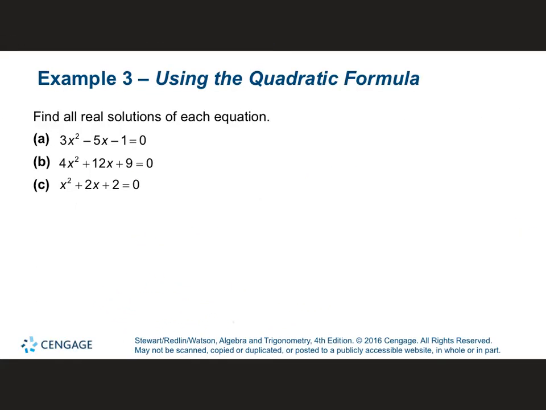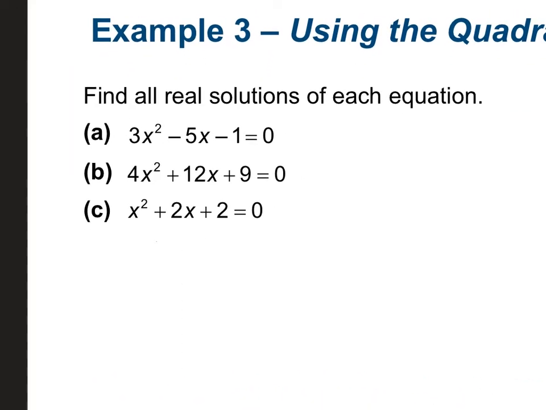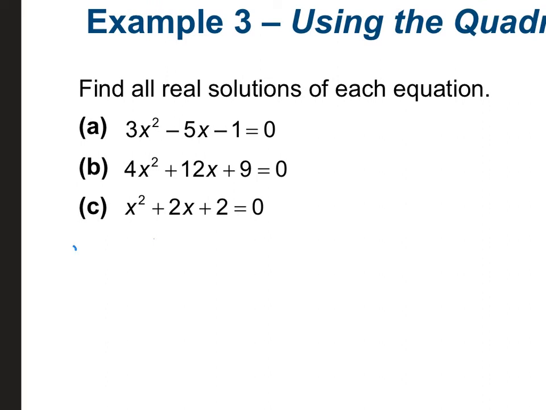So if we're looking at my first example here, it says find all the real solutions using the quadratic formula. So I'm going to write down A right here. Letter A. I want to know what the value of A is, what the value of B is, and what the value of C is. In letter A, what is A, what is B, what is C? 3. A is just 3. What is B? Negative 5.